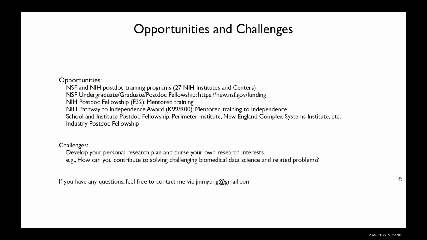Both funding agencies, the National Science Foundation and NIH, the National Institutes of Health, have a lot of opportunities. For example, the NIH has 27 institutes, and all these different institutes have fellowship opportunities and grant opportunities. It's hard to navigate.